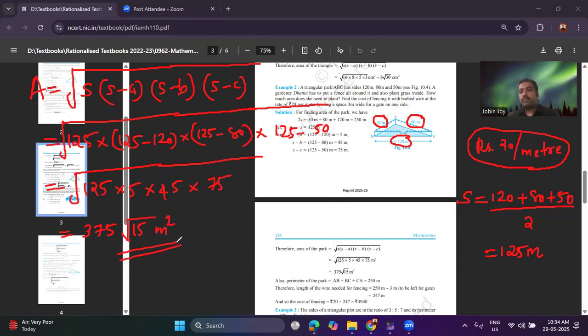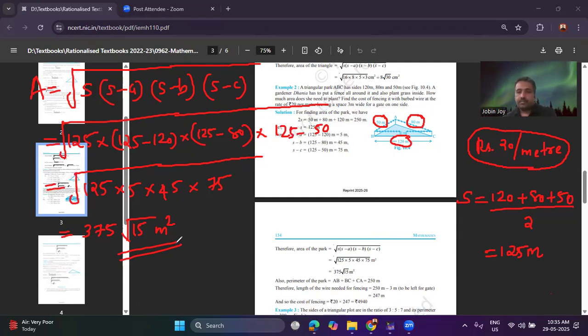This is the area of the triangle. That means this much area the gardener is planning to plant grass inside.